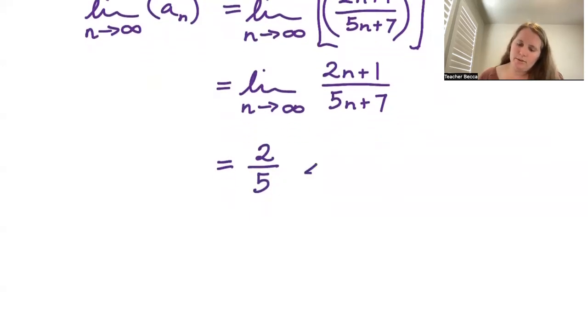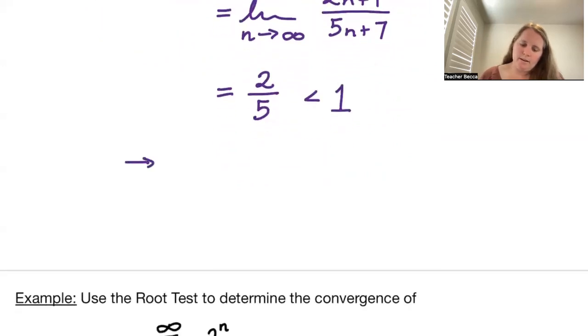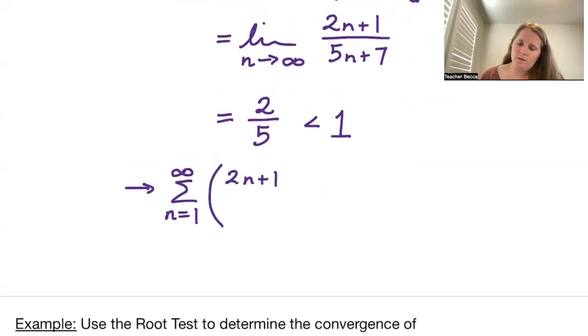So since 2/5 is less than 1, we wind up getting that the sum from n equals 1 to infinity of 2n plus 1 over 5n plus 7, all raised to the nth, converges.